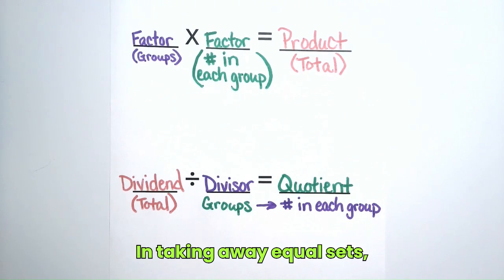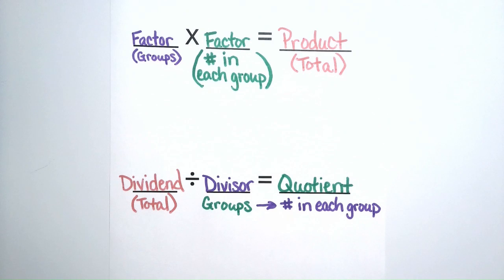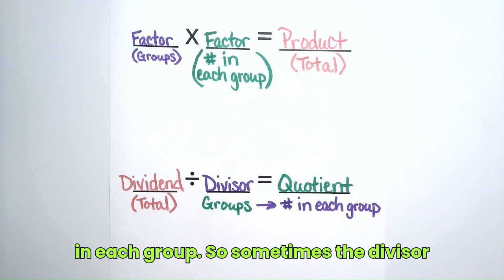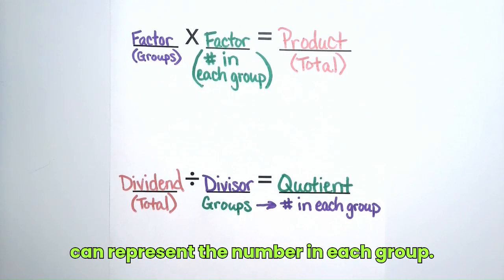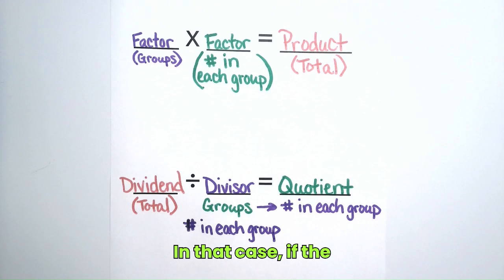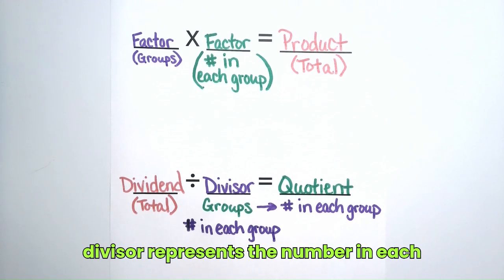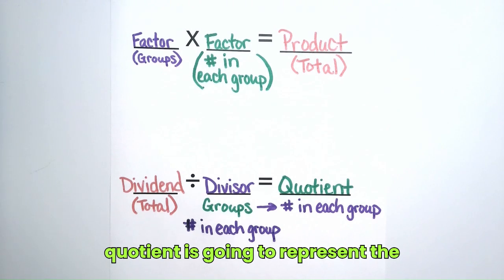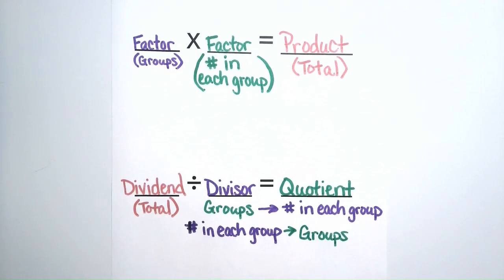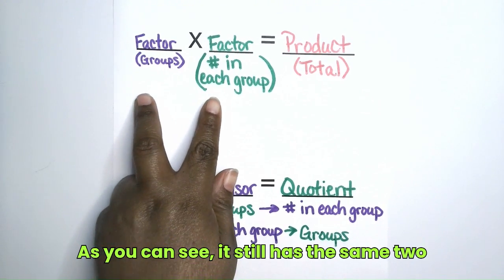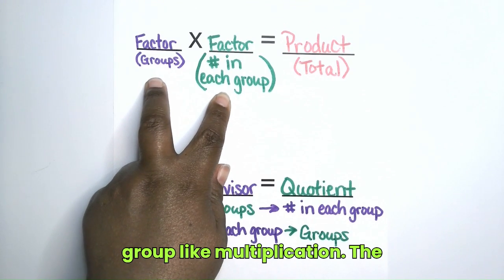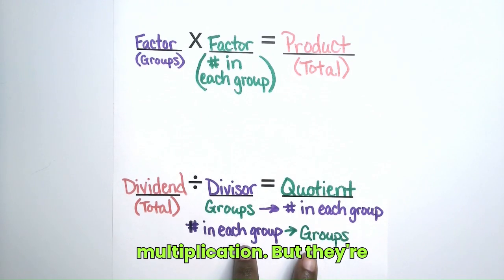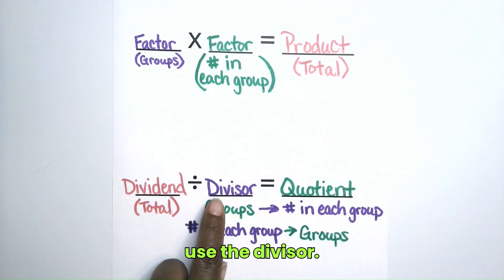In taking away equal sets, you're taking away by the number that's in each group. So sometimes the divisor can represent the number in each group. In that case, if the divisor represents the number in each group, my quotient is going to represent the number of groups. As you can see, it still has the same two parts, the groups and the number in each group like multiplication, but they're interchangeable depending on how you use the divisor.